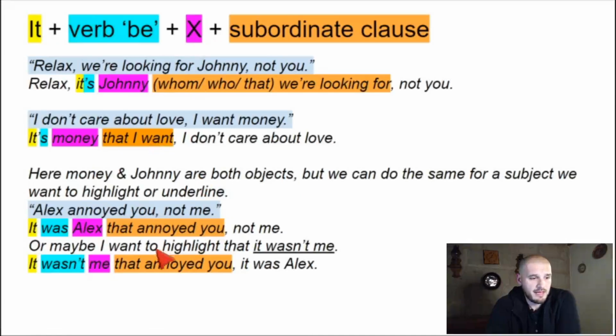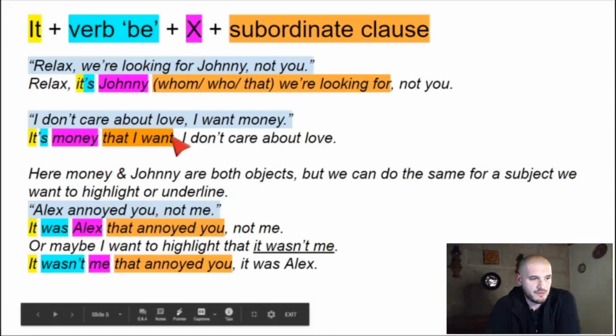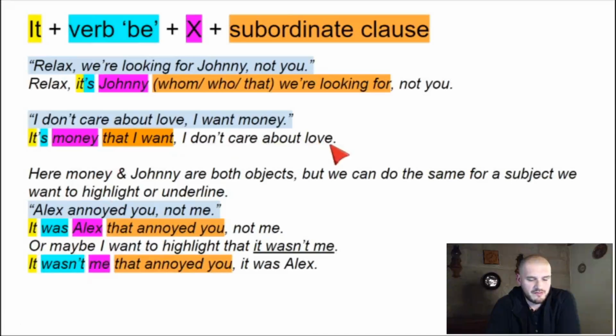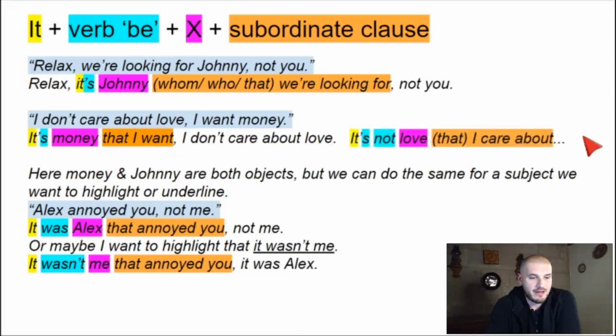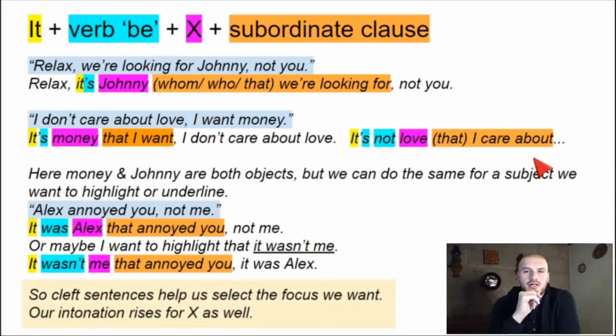So I can come back here, look at this example. It's money that I want, I don't care about love. I can focus on the thing that I don't want if the conversation is about love. It's not love that I care about, it's money, right? So cleft sentences basically help us select the thing in the sentence that we want to focus on.